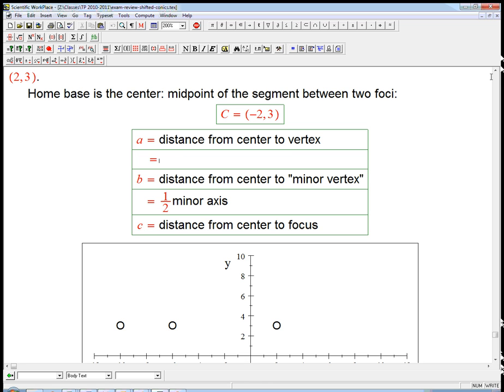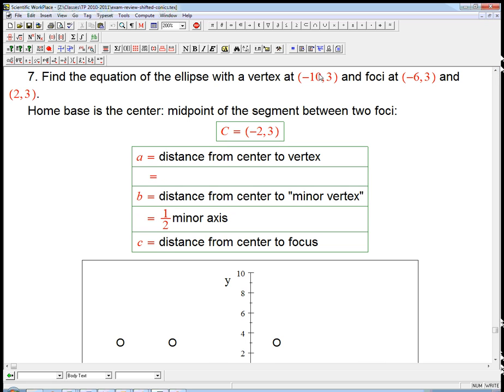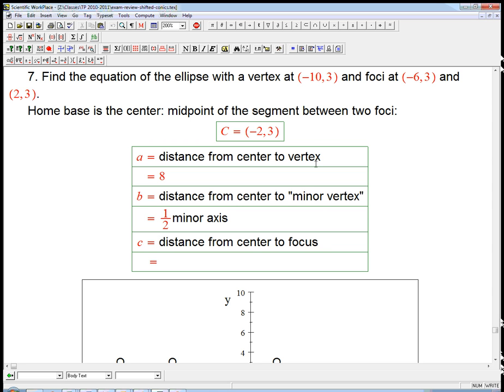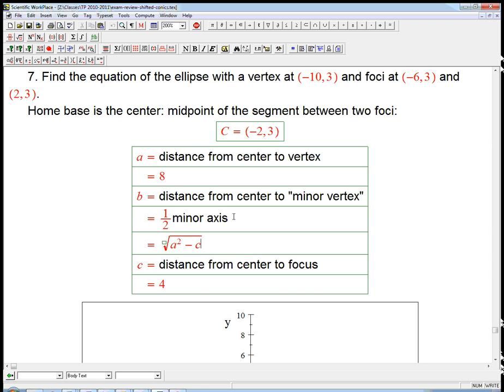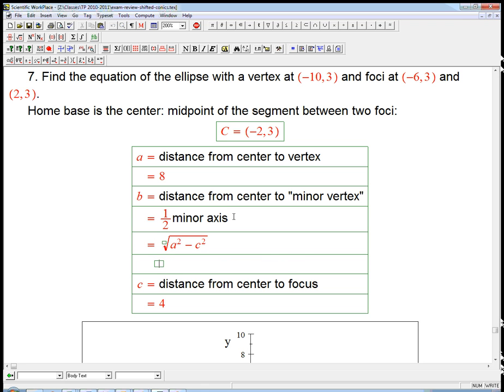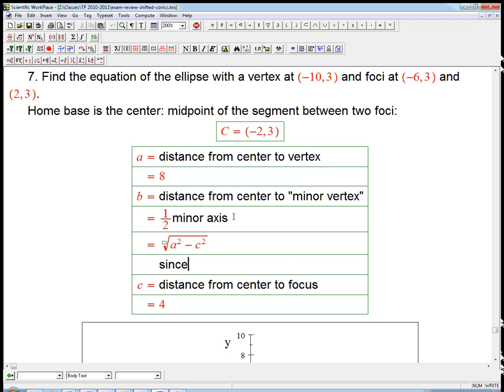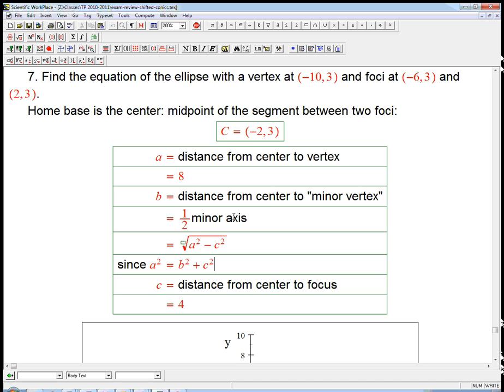A, yeah. From -2, 3 to -10, 3, that's 8. And C, that's from -2, 3 to either -6, 3 or 2, 3, that's 4. Okay. And then B, we can get, that's the square root of a squared minus c squared, since we have that a squared equals b squared plus c squared. Remember, this is a little different between ellipses and hyperbolas. Just make sure you write down the right one.